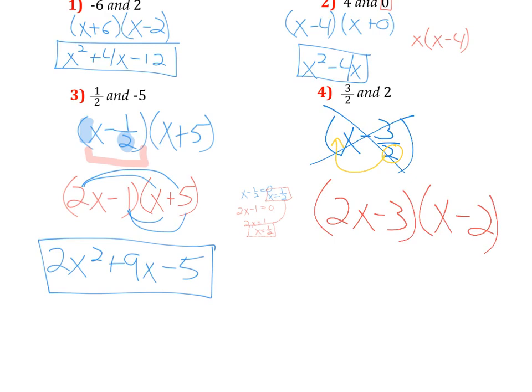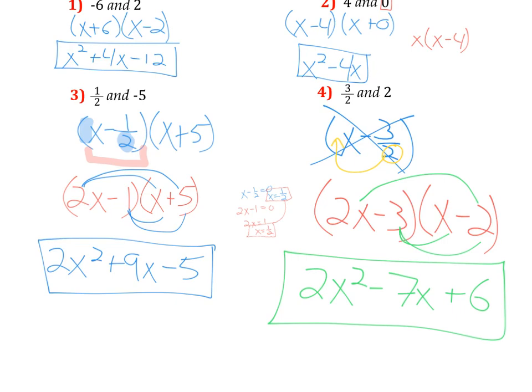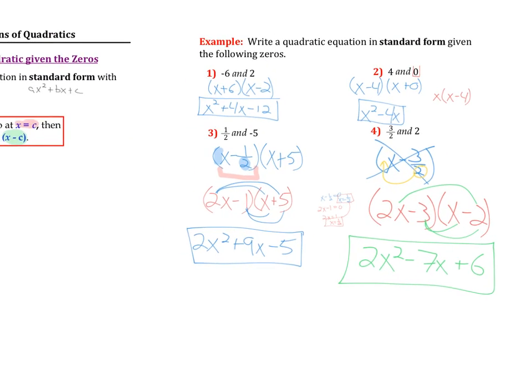We do some distribution here. We'll get 2x squared. And then we have 2x times negative 2, so negative 4x. And then a negative 3x, that would be a negative 7x, plus 6 at the end. Cool. All right, onward we go.